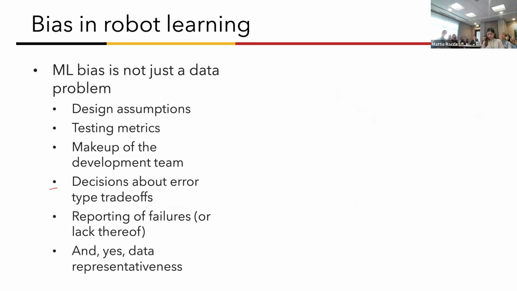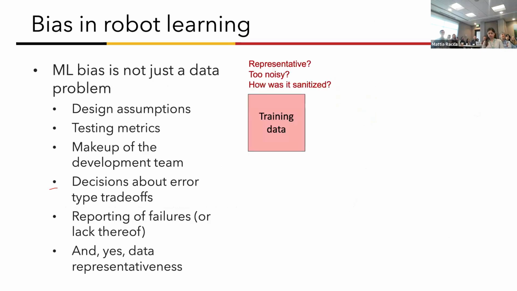And wherever there's machine learning, there should be concerns about bias coming into that learning. But one of the big lessons there is that bias is not just the data problem. Data can be a source of problems, but there are a lot of other ways that bias can enter a machine learning system. So it starts with data. You've got your training data and you should be asking questions like, is it representative? Is it too noisy? How was it sanitized? And who was it sanitized by?